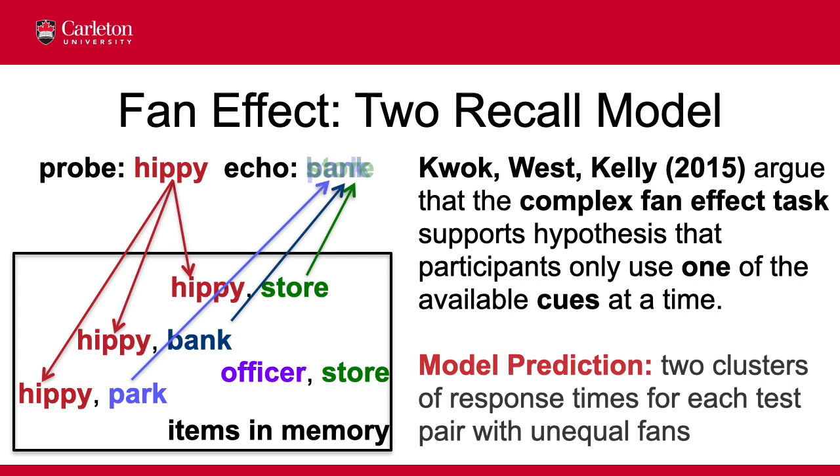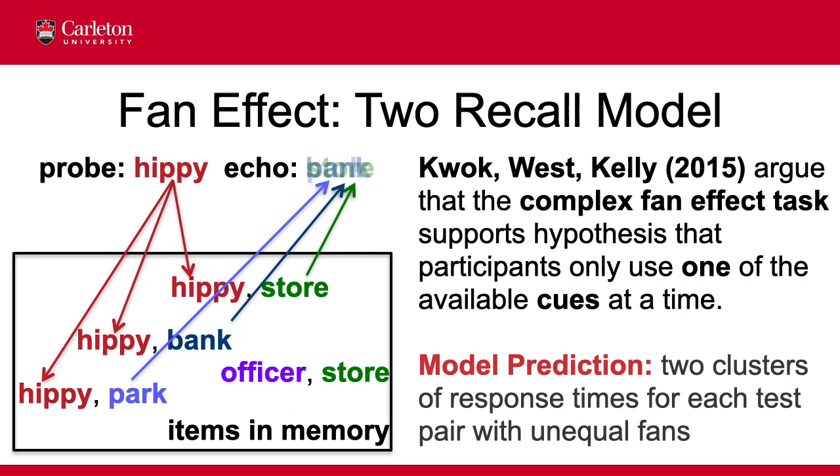That participants are doing a recall for each item does not seem immediately implausible. Kwok, West, and Kelly, 2015, argue that evidence from a more complex variant of the fan effect task supports the hypothesis that participants only use one of the available cues at a time to make a retrieval, even when it would seem to be beneficial to use both cues.